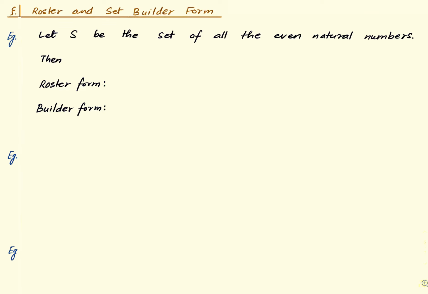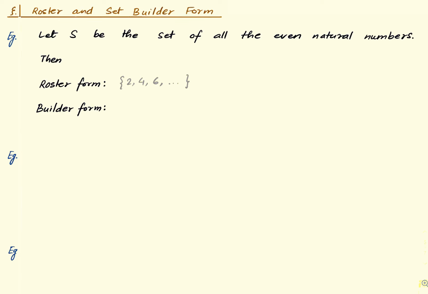So in roster form, that thing will be written this way: 2, 4, 6, ... or maybe you can write more, but let me just stop at 6. So this would be the expression in the roster form. Basically in the roster form, you jot down all the elements of the set S the best you can. Since this is an infinite set, you cannot possibly write down all the elements, but you do the best you can. In builder form, you are much more precise.